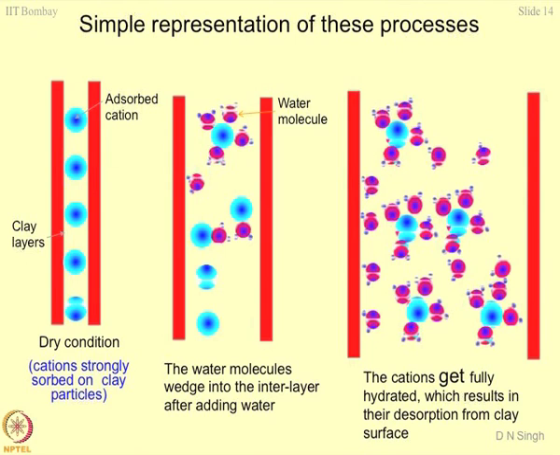So the water molecules wedge into the interlayer after adding water, and this is the final stage. This is the intermediate stage. So the cations get fully hydrated, which results in their desorption from the clay surface. So this is how the sorption desorption mechanism keeps going in nature. Alright. So I will stop here today.